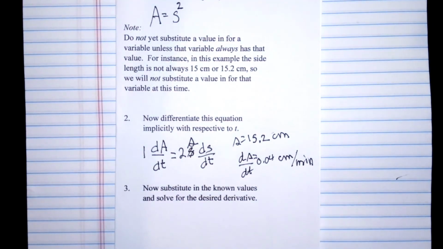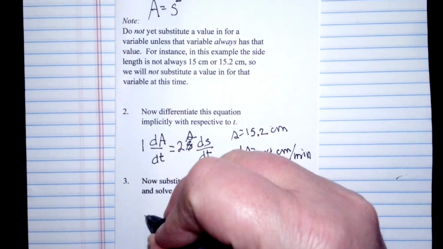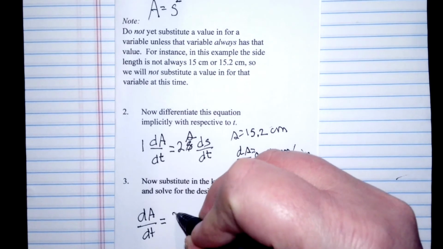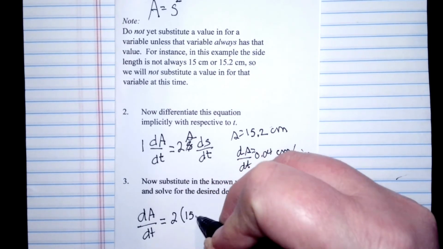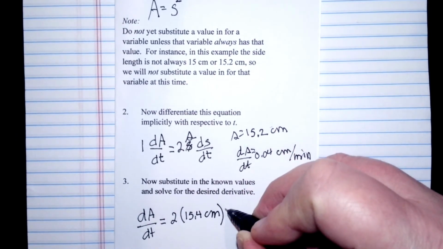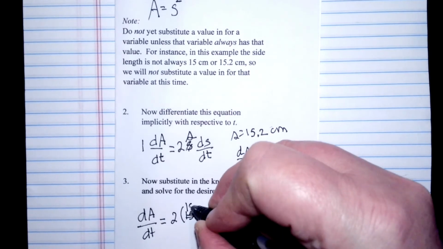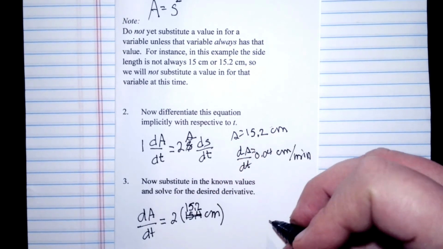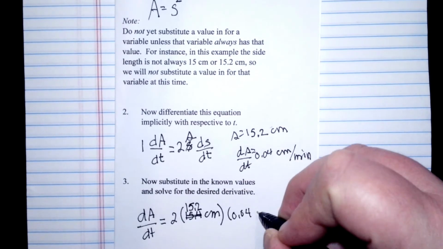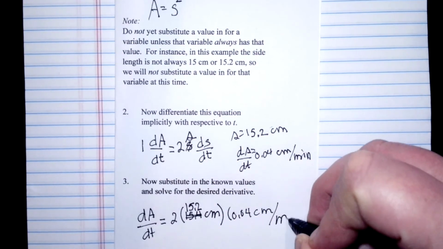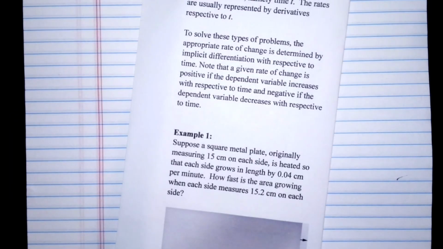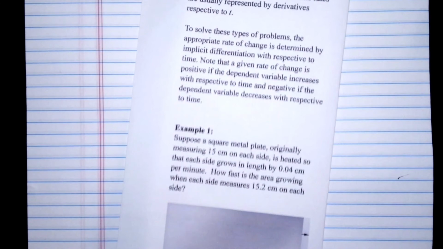Alright, so we can substitute in our values, and dA/dt is the unknown, but that's equal to 2 times 15.2 centimeters times dS/dt, which is 0.04 centimeters per minute. Now I'm going to just check to make sure I've got the values right. 0.04 and 15.2. Alright.